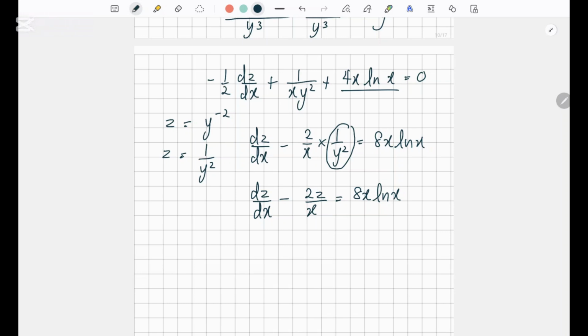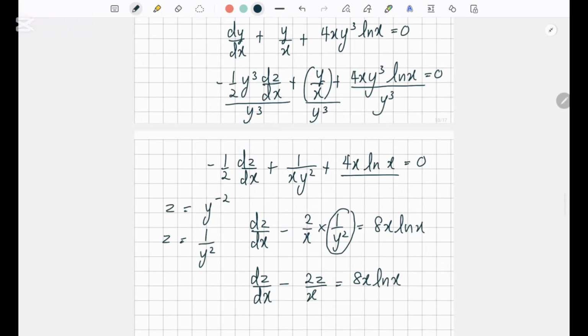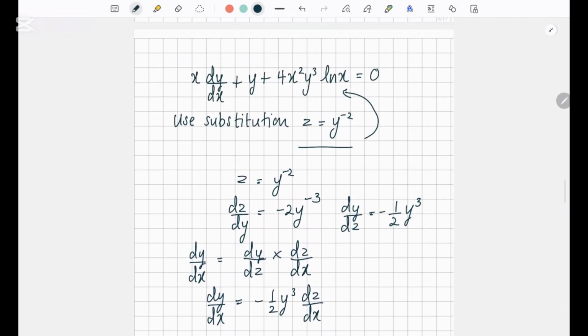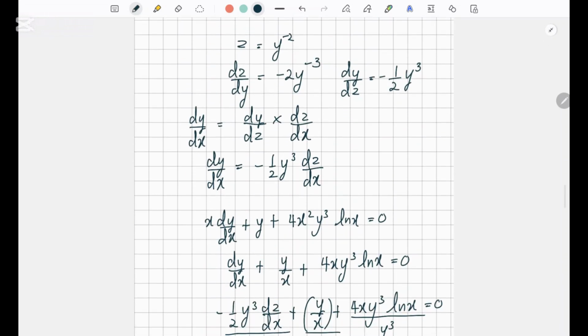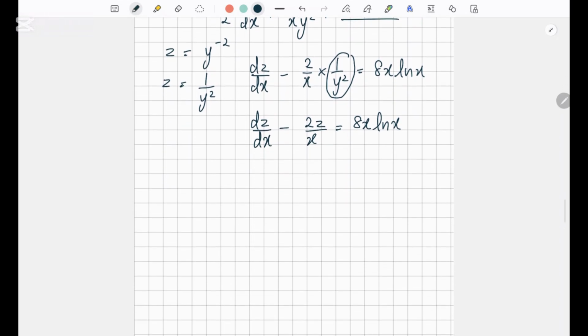Now it's easy to solve because we have easier terms, z and x, and it's simpler, right? Because if you look at the previous one, we have x squared and y to the power 3, which makes it harder to solve, which is why we need a substitution. Now, how do you solve this? dz over dx minus 2z over x equals 8x ln x.